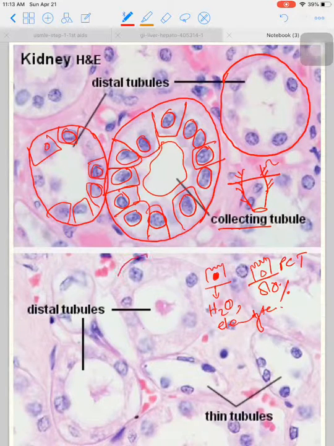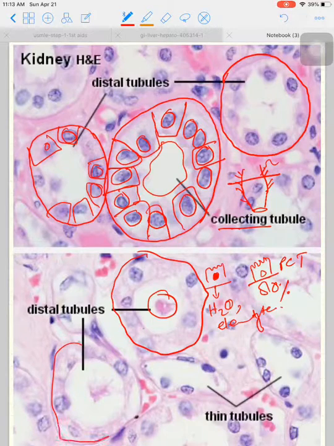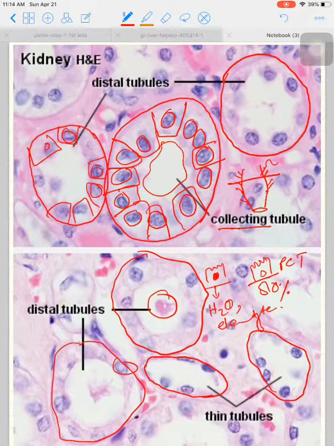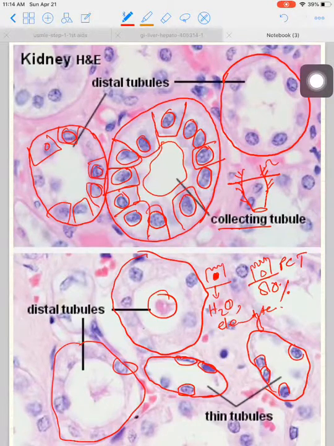Next we have here again the distal convoluted tubule, and the very thin descending and ascending loop. These are the loop of Henle cells, and this is the loop of Henle nucleus. So this is all about the renal tubular system and renal corpuscles. Thank you.